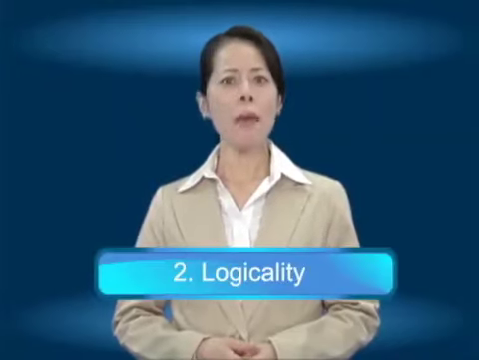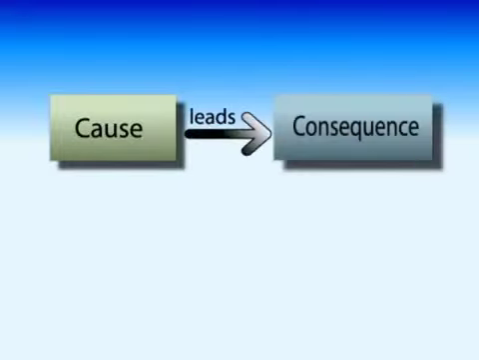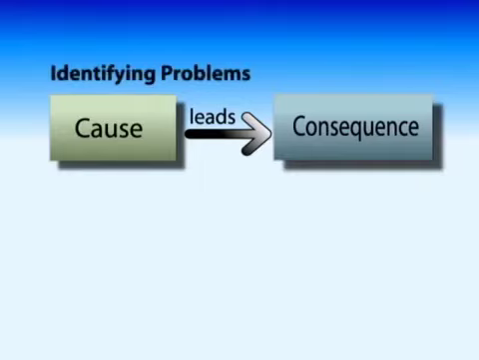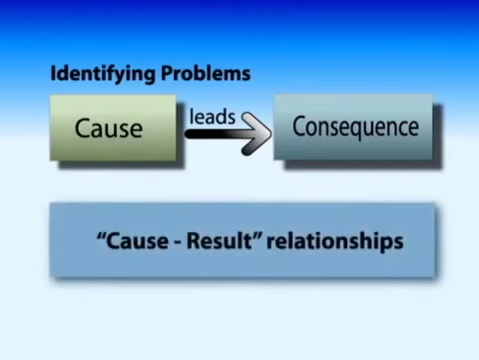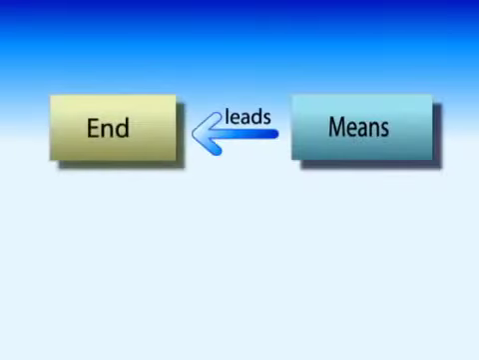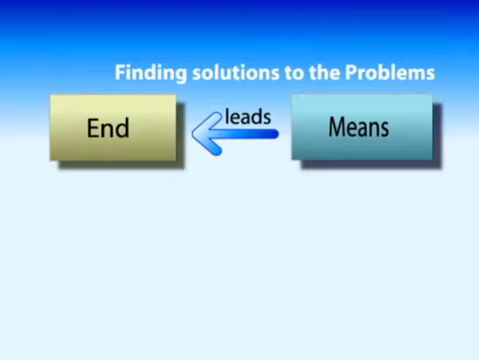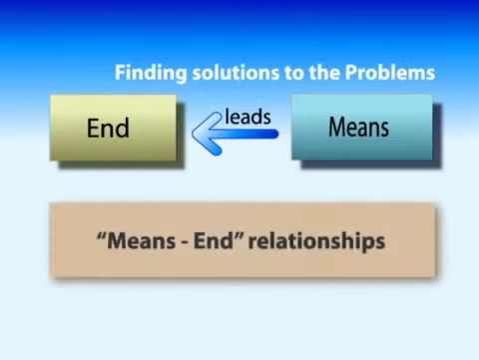Second, PCM method is logical. Causal relationships are searched in such a way as this cause leads to that consequence in identifying problems. This is called a cause-result relationship in the PCM method. Likewise, relations are determined such a way as this means leads to that end in finding solutions to the problems. This is called a means-end relationship in the PCM method.